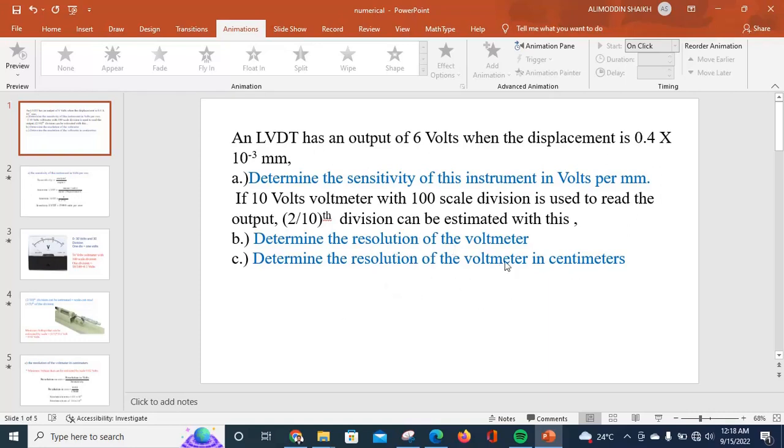Hello friends, today we are going to learn the numerical of mechatronics based on the LVDT. First of all, I will read out the numerical.